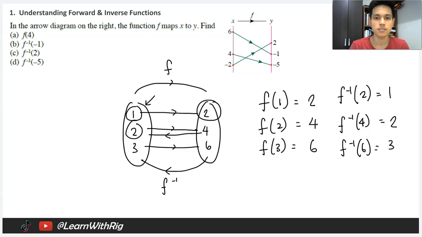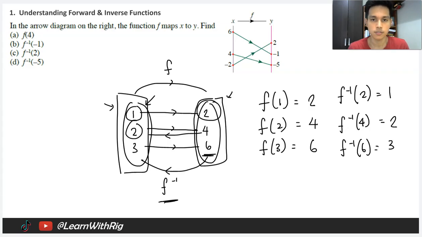Okay, forward function is bringing you from the object on the left here to the image on the right. But inverse function is the reverse process. So the object for inverse is going to be the numbers here. Here are the objects for f inverse, and the image of f inverse is on the left. Okay, so it's the opposite of function f. Alright, so with that, let us go straight to the questions.